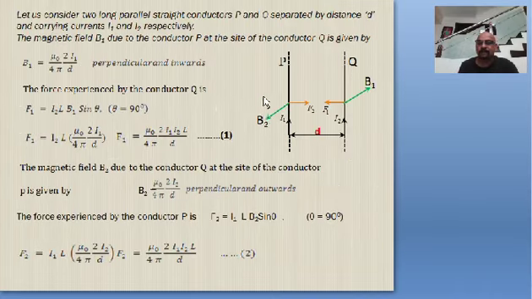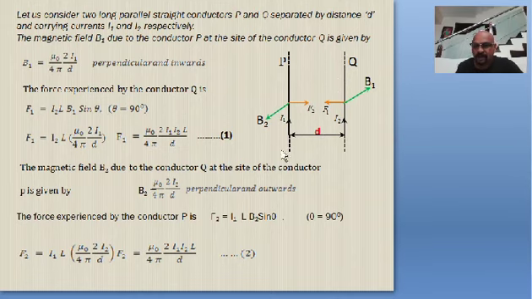The derivation is very simple. Consider the two conductors P and Q. They are separated by a distance d, and they are carrying the currents I1 and I2. This is the introduction. So consider two long straight parallel conductors, infinitely long, carrying the currents I1 and I2, separated by a distance d. The two conductors are P and Q. Now we'll go one by one.